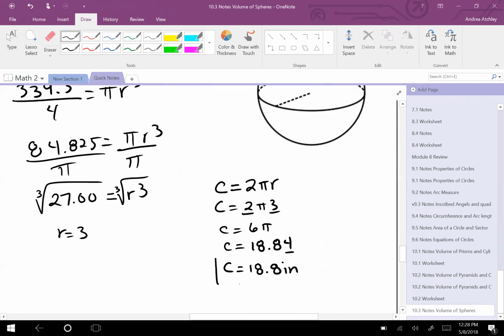What if we multiply 2 times pi and then times 3? Will it be the same answer, right? No, I got 18.9. It rounds for you. Yeah, okay, so it's going to be slightly off on the rounding. So I would just multiply by the pi at the end. Any other questions? We're good? Okay, next problem.